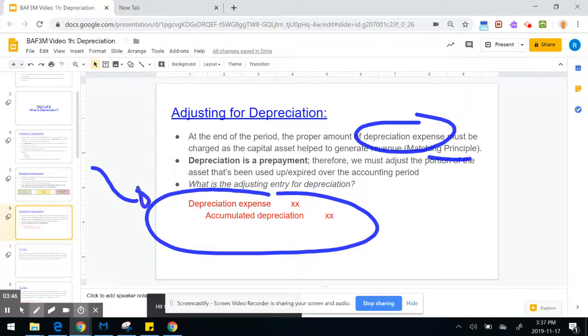So that's why in this journal entry, you can see we're debiting depreciation expense, just like supplies expense or telephone expense, wages expense, salaries expense, everything you've been seeing for adjusting entries. This is just another one. So in this case, it's depreciation expense that gets debited.